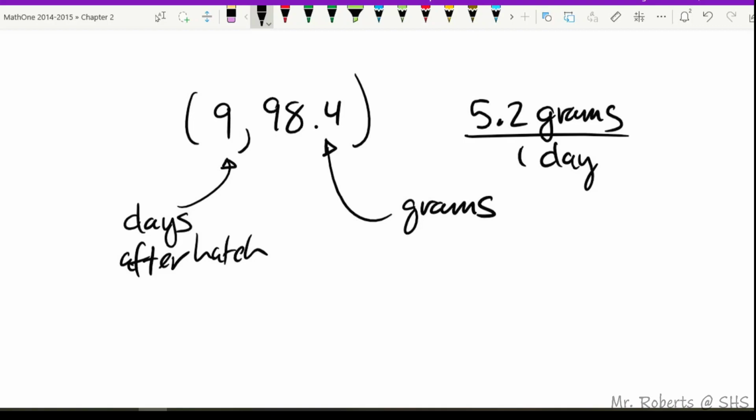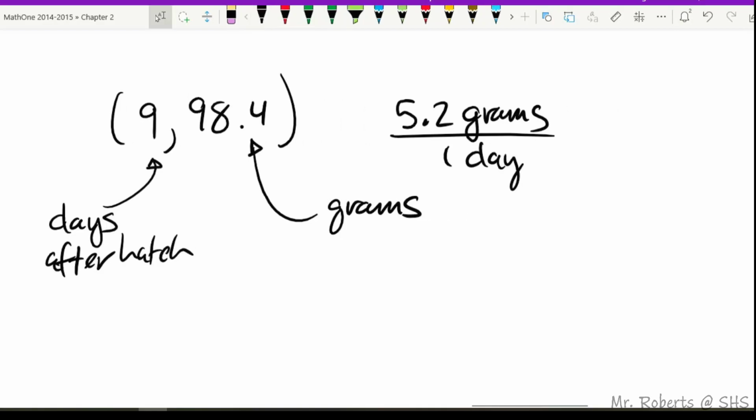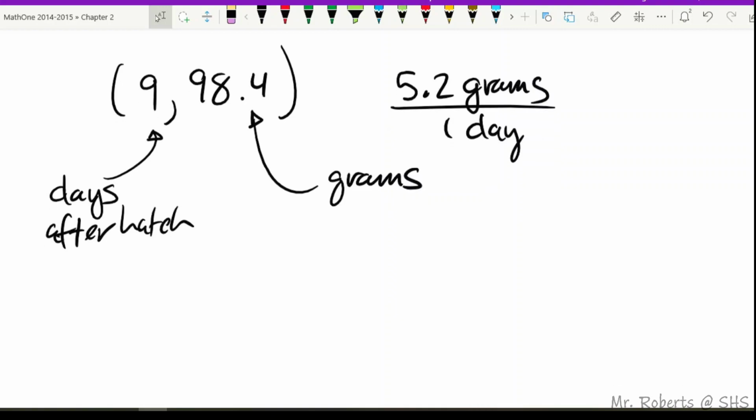The question is, without creating a table, which we did, and without creating a graph, which we also did, can you come up with the equation of the line that goes through that information, purely algebraically? We were told to assume, although it's unreasonable, since chickens would be huge if they always grew at the same rate, that they grow at 5.2 grams per day. And on day 9, the chick weighed 98.4 grams.